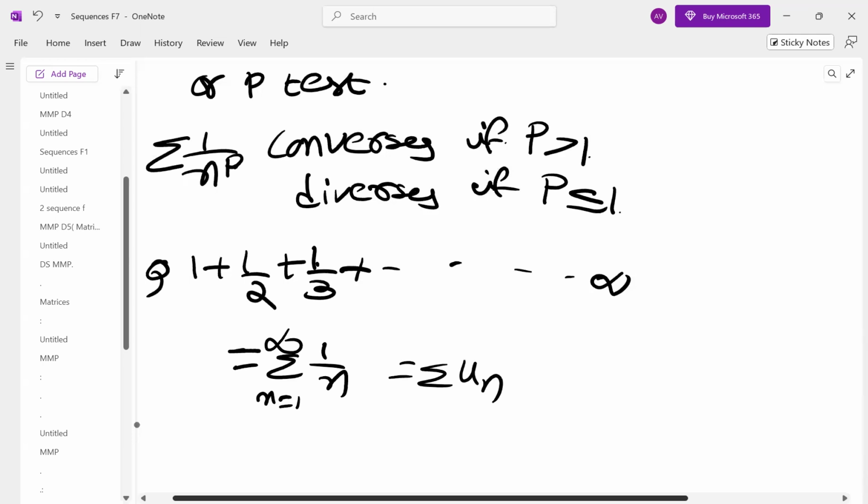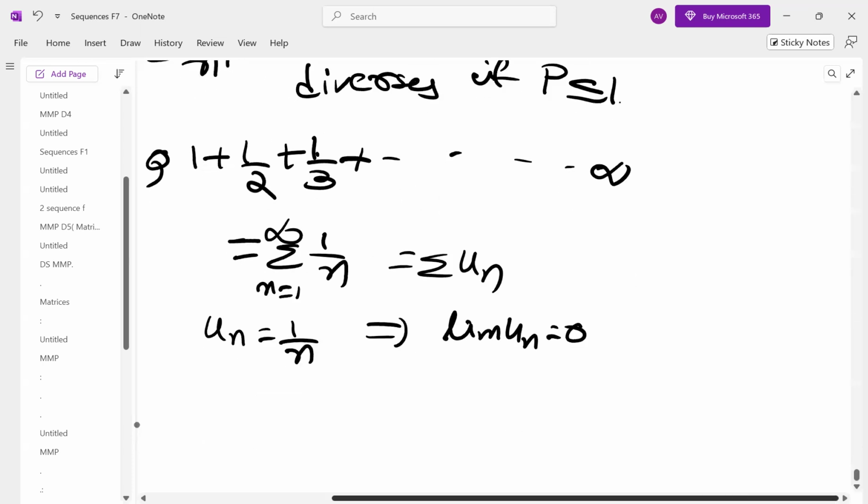So limit un is 0. 1 by infinity is 0. So using the necessary condition test also, we cannot conclude. Maybe convergent. Limit un is 0, so it may be convergent. Maybe means maybe, may not be. So how to break the ambiguity? We have to go for this auxiliary series test.